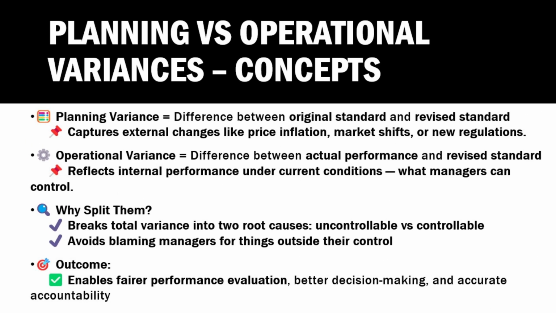Now let us consider planning and operational variances. Planning variance compares the original standard with the revised standard and captures uncontrollable external changes such as inflation. Operational variance compares actual results with a revised standard and focuses on performance that management can control. Separating them ensures fair evaluation.